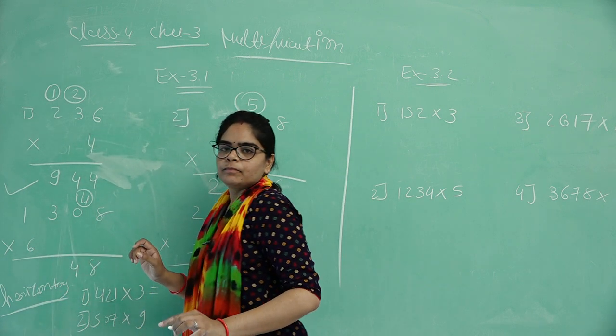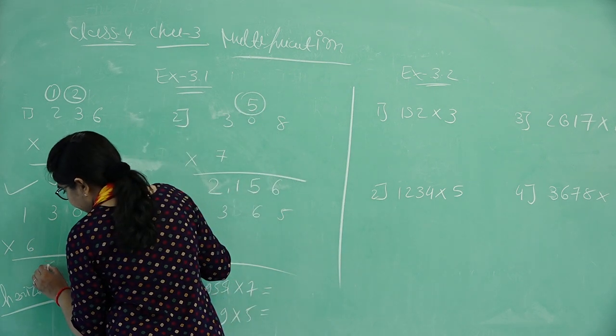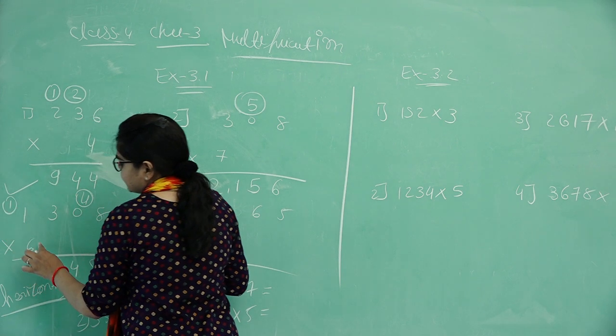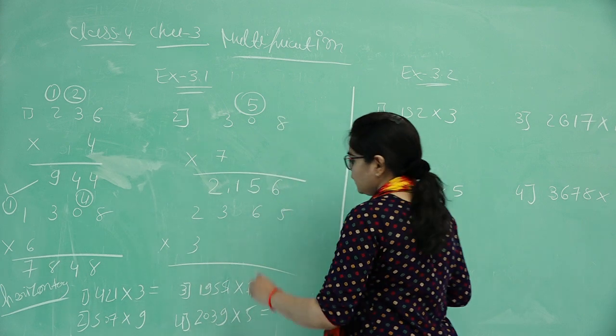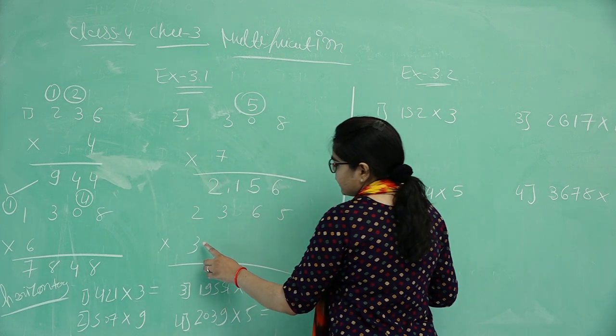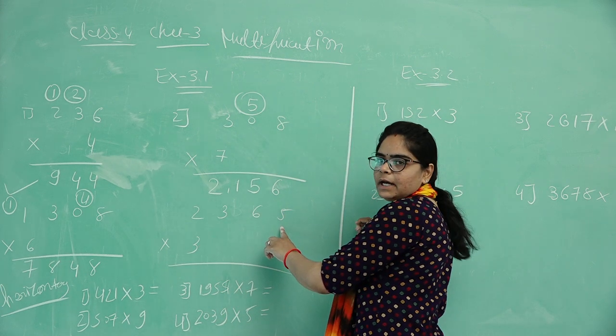6 3s are 18. So 8 here, 1 carry over. 6 1s are 6 plus 1, 7. This is your answer. Our last example, 3 5s are, how many are there?